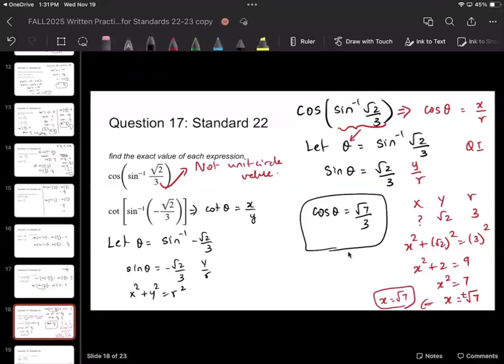Now, since sine inverse has a negative value, I'm looking for an angle in quadrant 4. In quadrant 4, cotangent is negative. So keep that in mind, which means my x value is, of course, positive, but the y value is negative. So then solve it. It's the same thing as the previous problem, so I'm not showing the steps, but the x value is still positive because it's quadrant 4. So my cotangent theta will be root 7 over negative root 2, correct? Because the y value is negative root 2. Okay, so that is my answer.